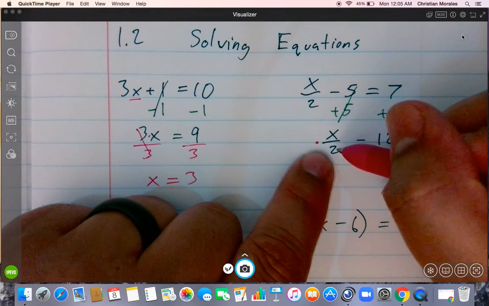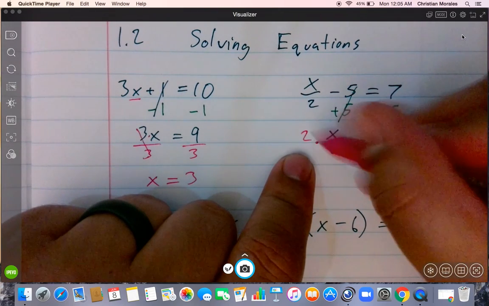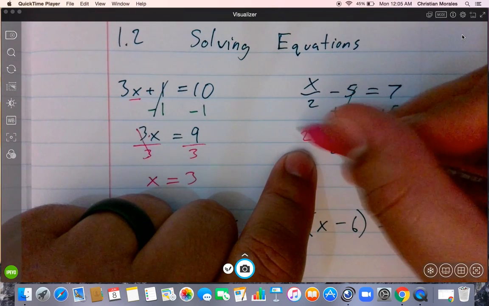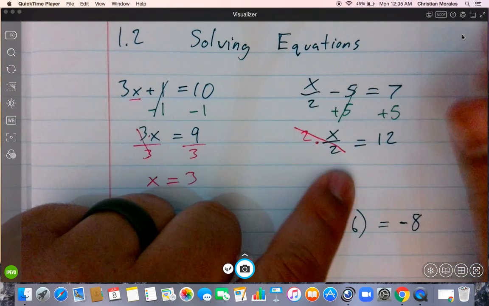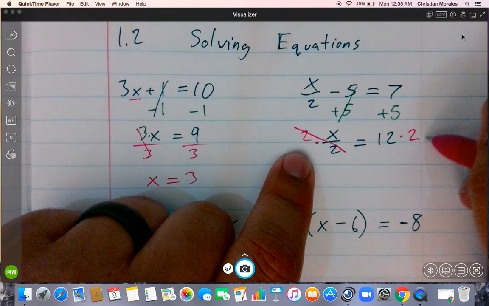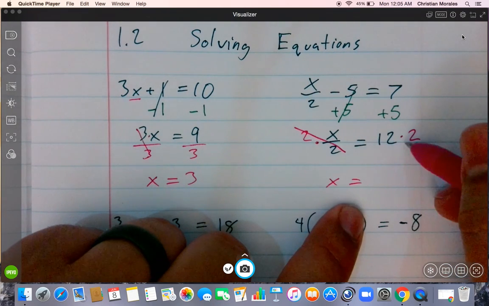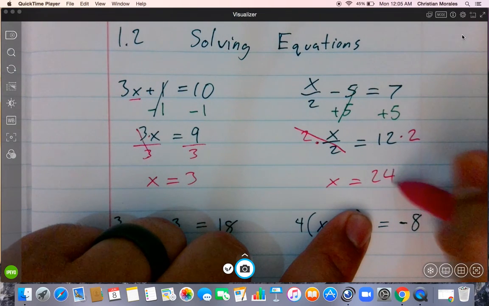What are you going to multiply by? 2. So don't put the 2 on the bottom. The 2 is just a regular 2 that's multiplying. It'll cancel it out. And it's also just a regular 2 that's multiplying on this side as well. Okay, the x is now by itself. 12 times 2 equals 24. That's it.